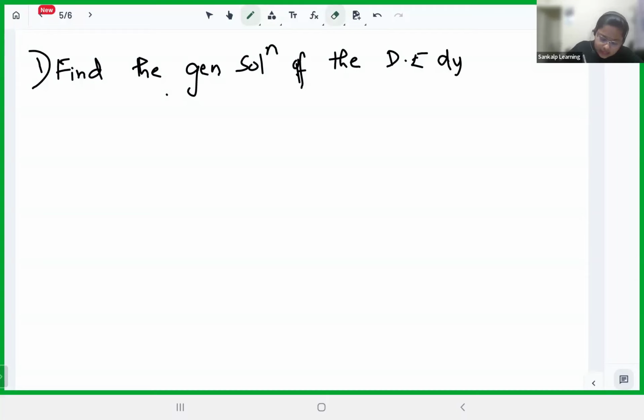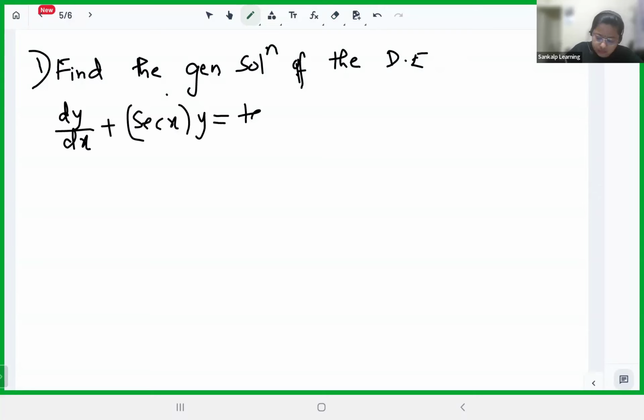I'll write it in the next line. dy by dx plus sec x into y equal to tan x. You have to find out the general solution of this particular differential equation. Alright, so here when you compare it with the standard form, what is the standard form?